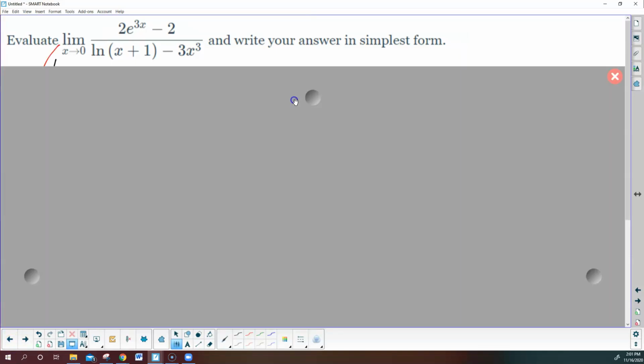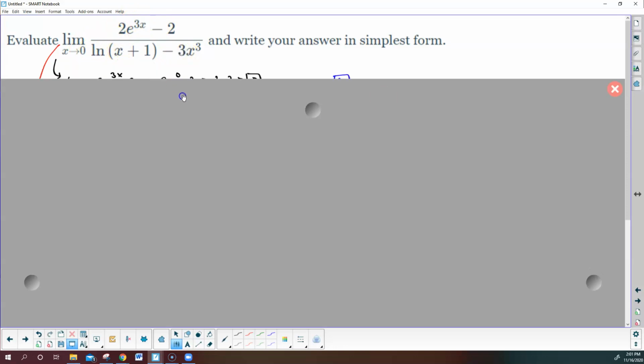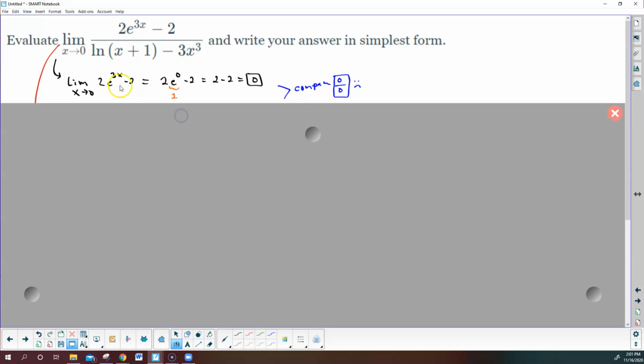Okay, so I went ahead and did this problem just to save us some time. But what are we going to do? We're going to try L'Hopital's rule. I'm going to plug 0 into the top and 0 into the bottom and simplify. So here's the numerator. When I plug 0 in, I get e to the 0, which is 1, which ends up being 2 minus 2, or 0. So the limit of the numerator goes to 0.